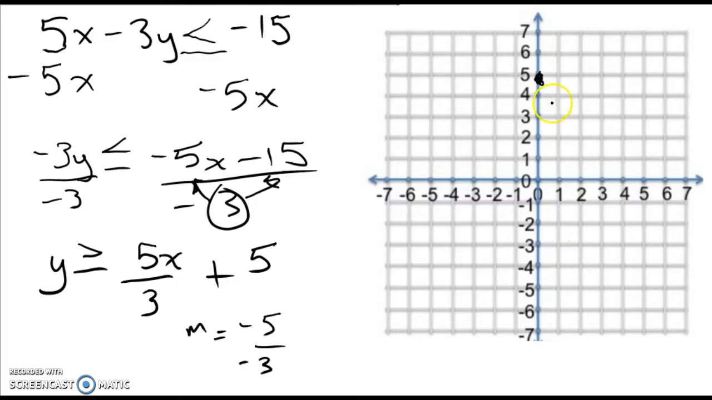And I plotted at 5. I'm going to go in two negative directions. I'm still going to wind up with a positive slope. Down 5, over 3.